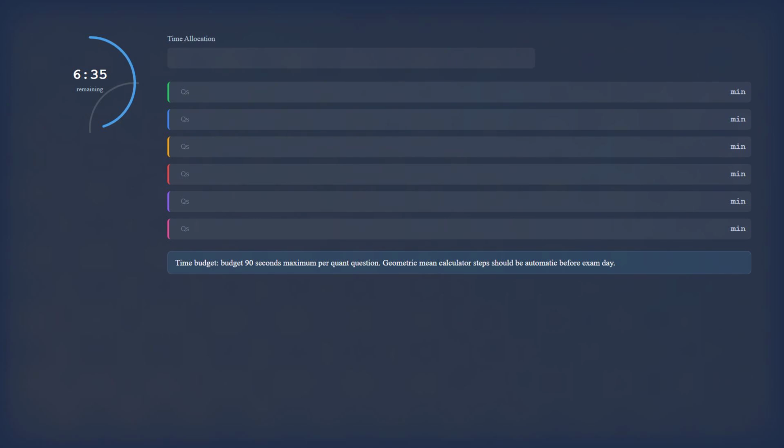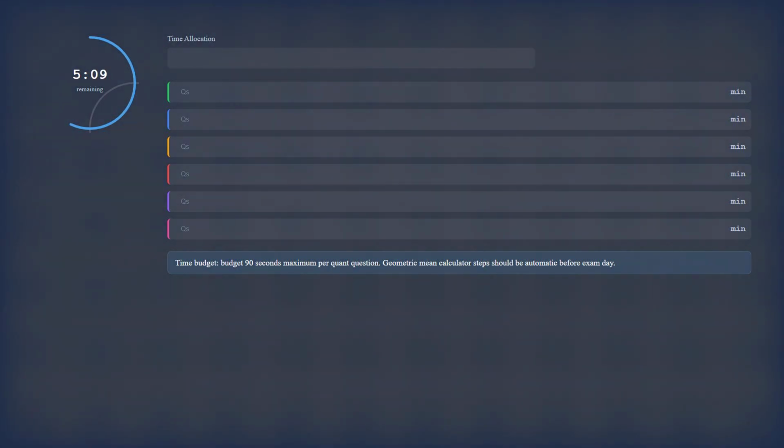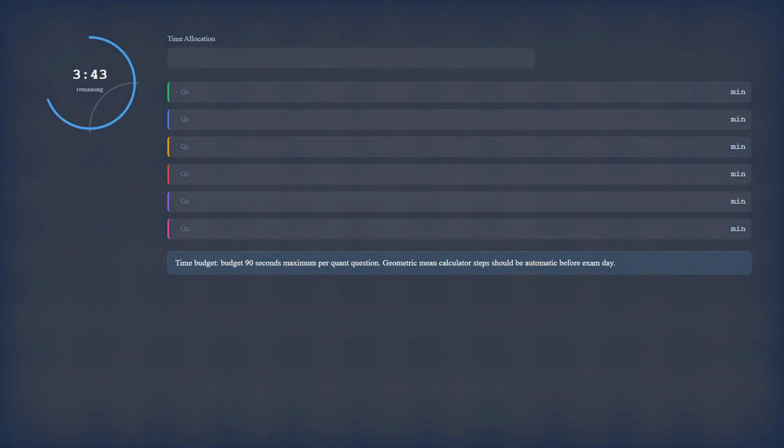Step 3, skewness direction. Find the mean and the mode. Mean above mode equals positive skew. Mean below mode equals negative skew. Do not guess from the values themselves, use the relationship. Step 4, kurtosis. The word excess means subtract 3 first. Positive excess kurtosis, leptokurtic, fat tails. Negative, platykurtic, thin tails.